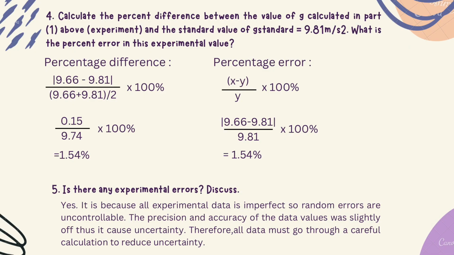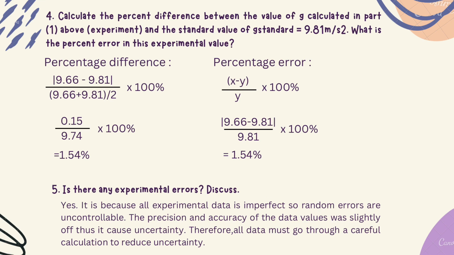Analysis 4. Calculate the percent difference between the value of g calculated in part 1 of the experiment and the standard value of g, which is equal to 9.81 meter per second squared. What is the percent error in this experimental value? By using the formula of percentage difference and percentage error, we can get the answer.